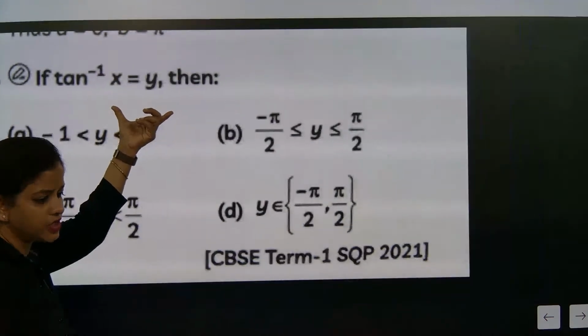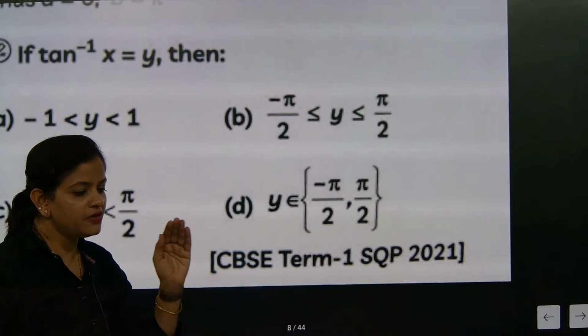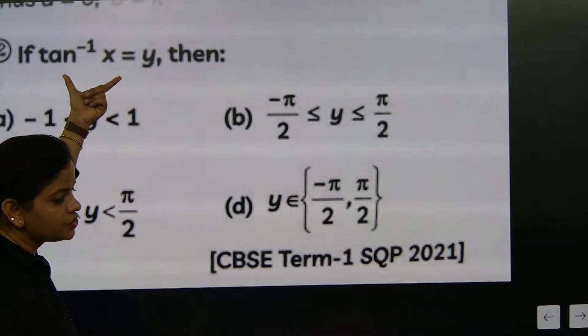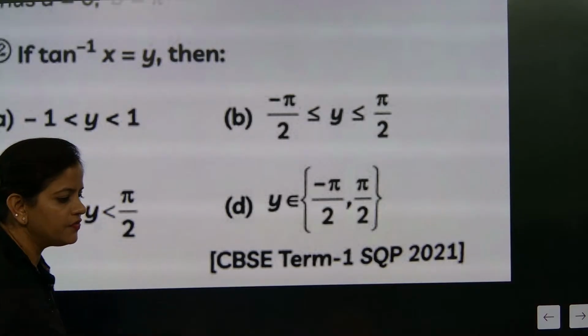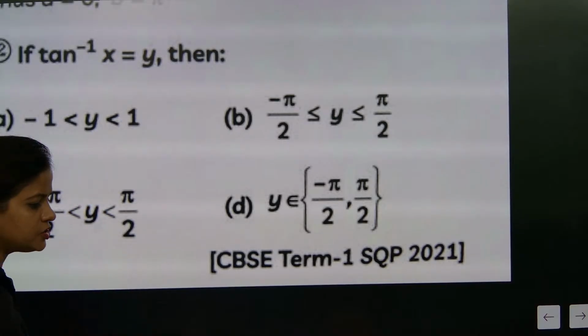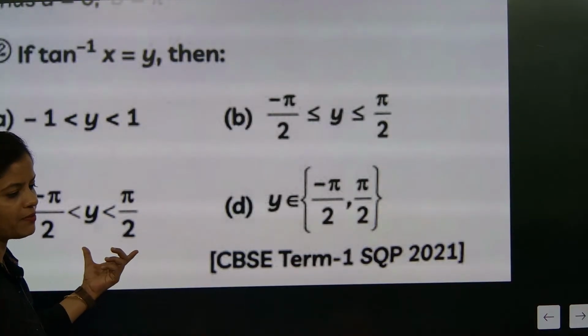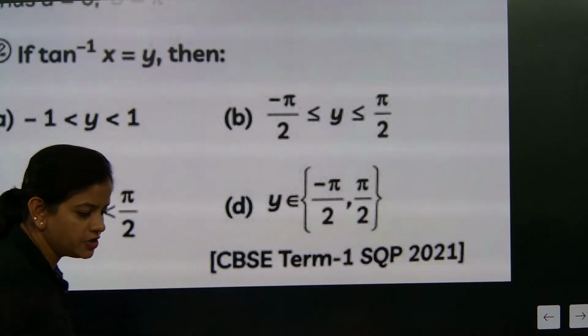This is a direct question. Don't underestimate this question. You know that whenever you write tan inverse x, its range lies in the open interval minus pi by 2 to pi by 2. There is no other thought about it. Understood or not? Tan inverse range lies between minus pi by 2 to pi by 2. Its domain will be the set of real numbers. So now we will go for the next question.